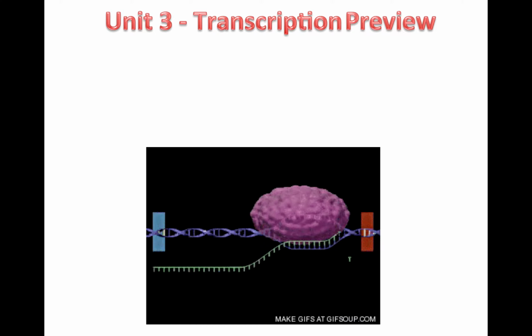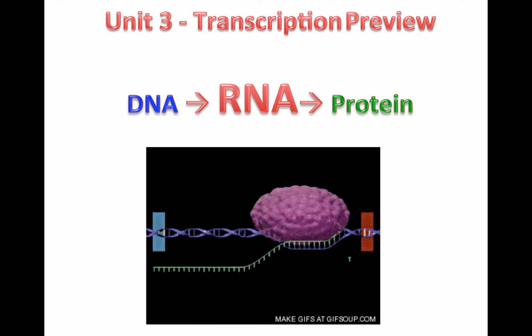This is a preview of transcription. The central dogma states that DNA makes RNA makes protein. In the last unit, we studied the process by which DNA replicates itself. This unit is concerned with producing RNA from a DNA template.